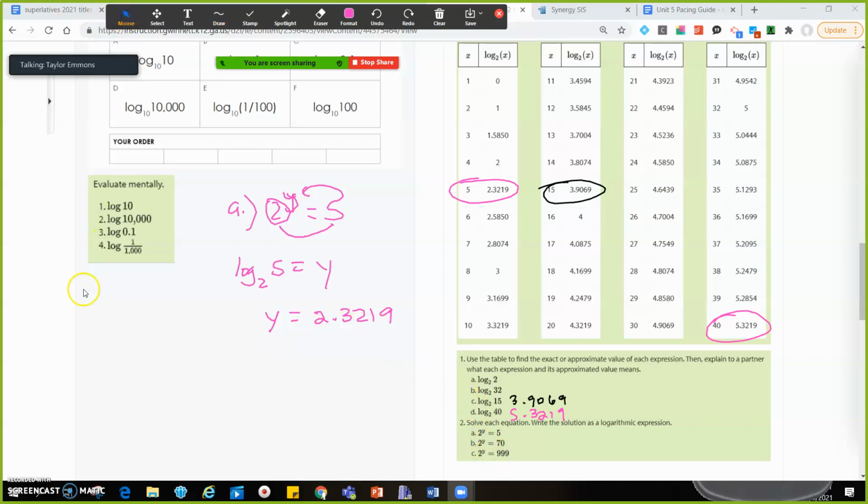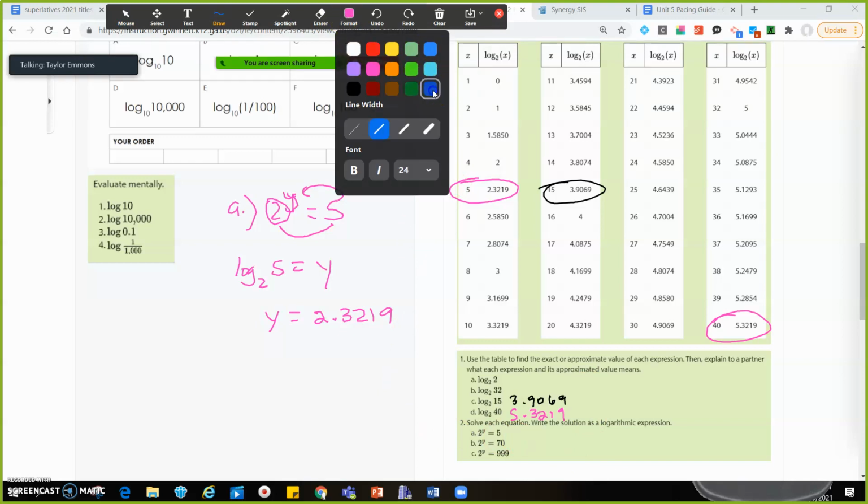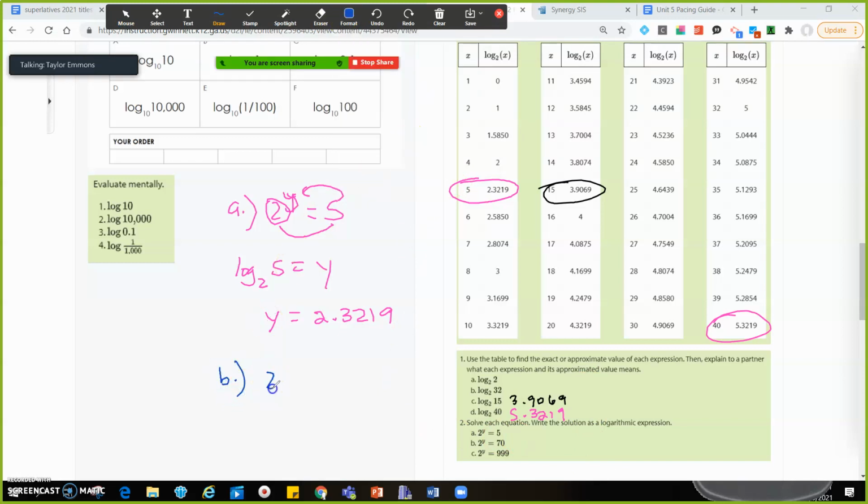Okay, so on part B, we've got 2 to the Y equals 70. So again, we start at our base, we go over to our outside, finish at our exponent. So log of base 2 of 70 equals Y. Okay, but 70 isn't listed here. So there's a couple different ways we can actually do this one. We can do something called the change of base formula. I'm going to go ahead and show you how to do that.